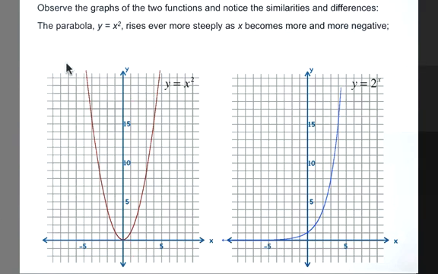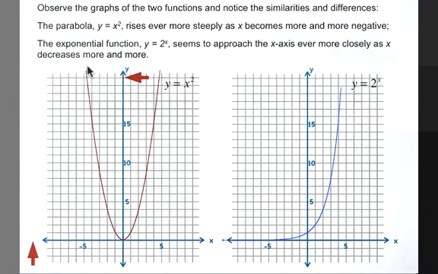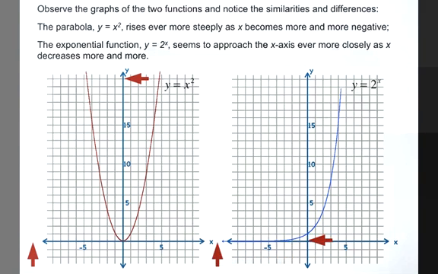For the parabola, y equals x squared, it rises ever more steeply as x becomes more and more negative. So as x becomes more and more negative, it becomes steeper and steeper and steeper. The exponential function, y equals 2 to the x, seems to approach the x-axis ever more closely as x decreases more and more. So as x decreases, y gets smaller and smaller.